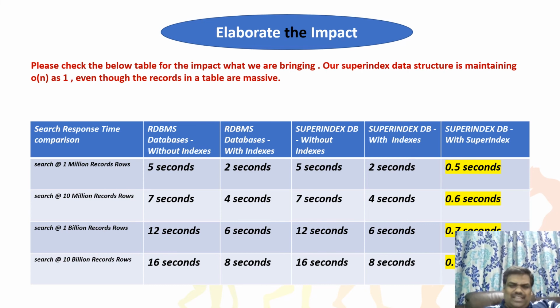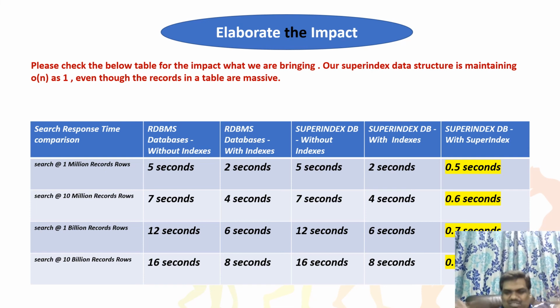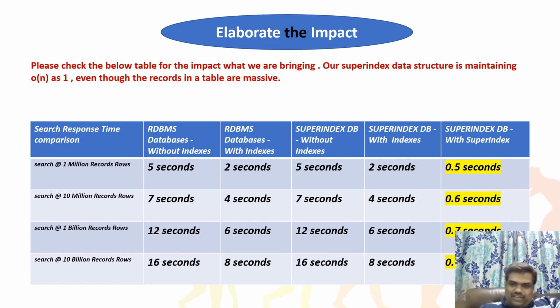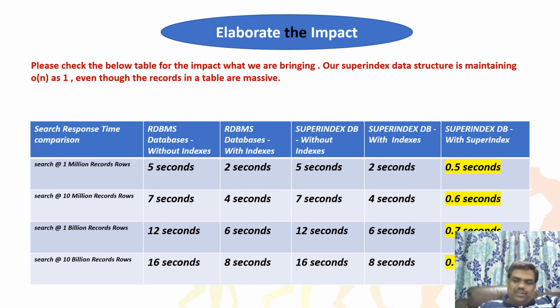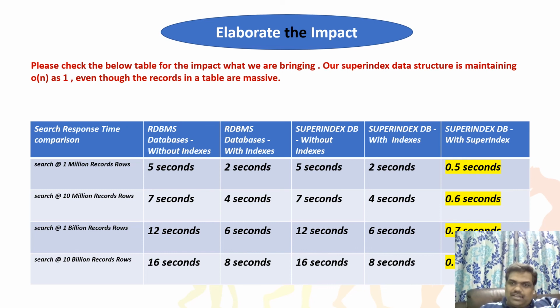This is one particular example. Don't compare with whatever response time you have. There are many factors: number of records, data types, and the data varies because the address is big, the employee ID is small, and the credit card number is 16 digits. So it depends, don't worry about it. But for this particular example, SuperIndex DB with the SuperIndex option just has 0.56, 0.6, 0.7 seconds. It's very low response times, and it also maintains this whatever the number of records are.